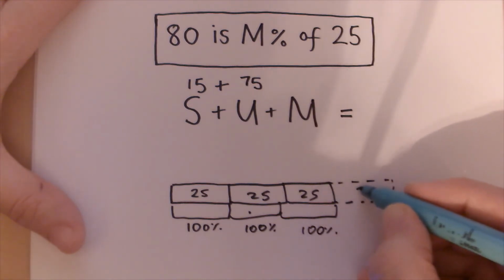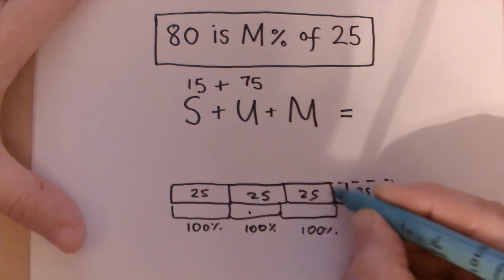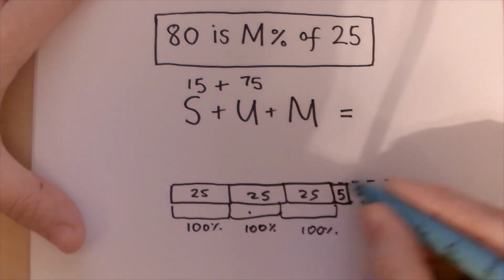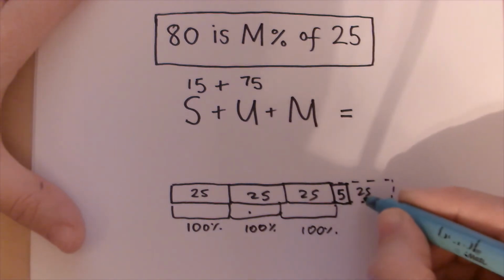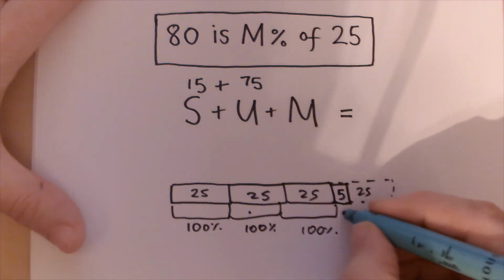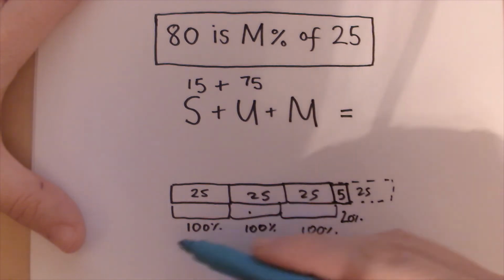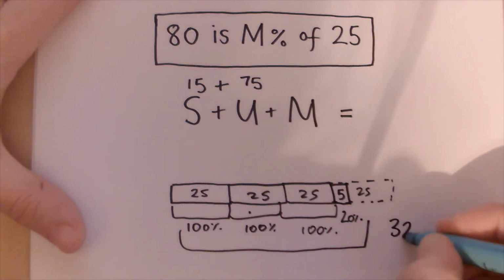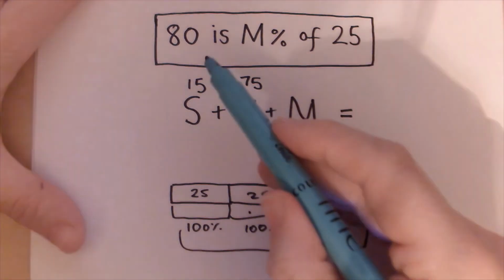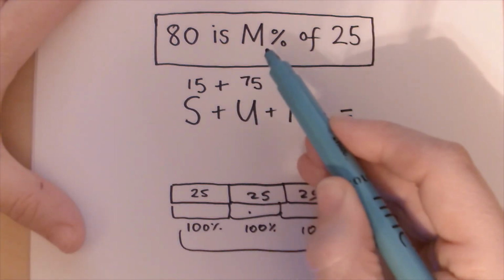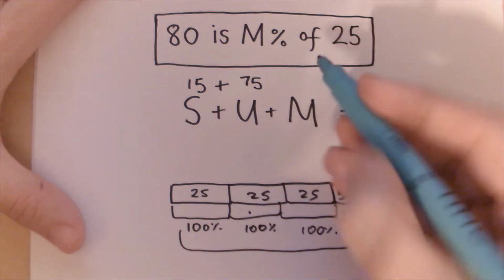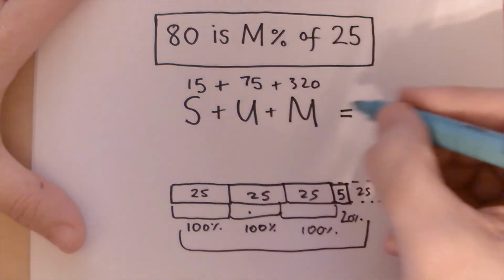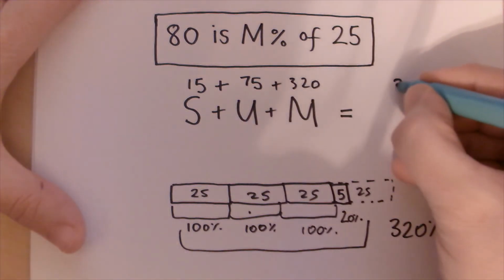And what is a fifth of 25? Just this little bit here would be 5. So what is 5 compared to the 25? It's a fifth of it, and 1/5 is the same as 20%. So actually, all of it together is 320%. So 80 is 320% of 25. So this one is 320. So all we've got to do now is add those up.